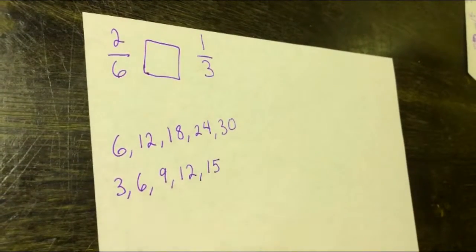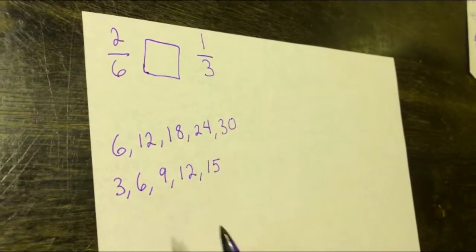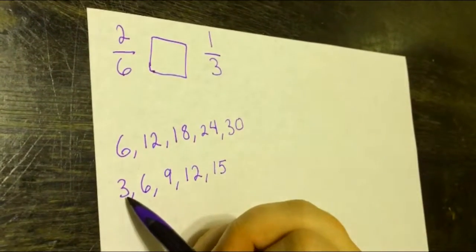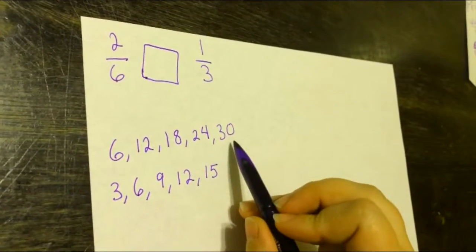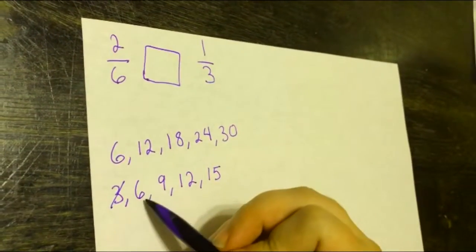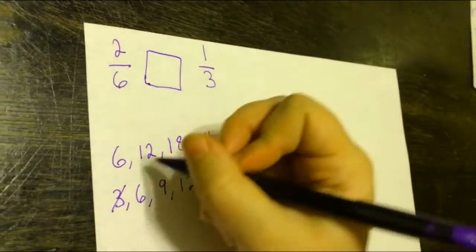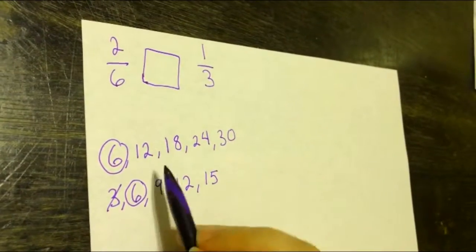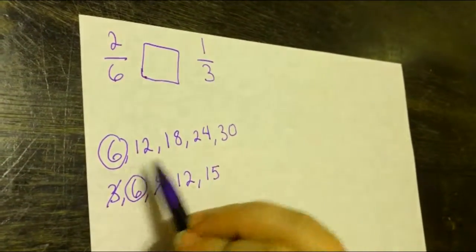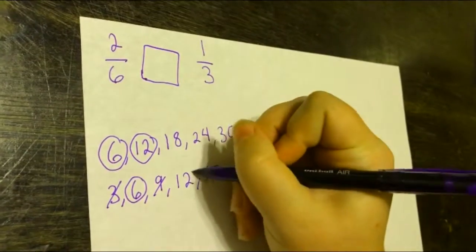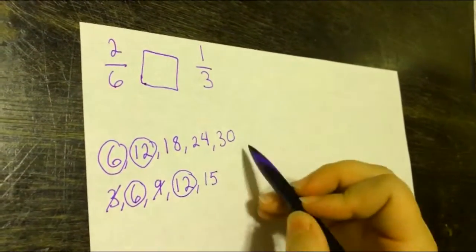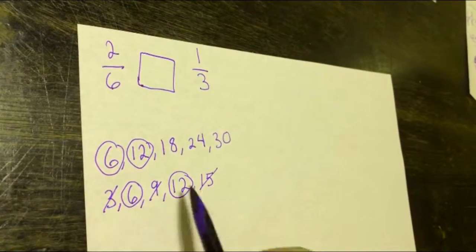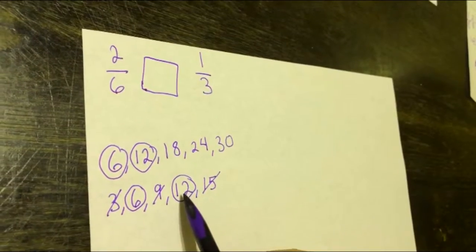I want to see if there's any common multiples, and I'm looking for the lowest common multiple, or LCM. So I'm starting with 3. Are there any 3s in the 6s? Nope. Are there any 6s in the 6s? Ooh, yes. There's a 6, and there's a 6. Are there any 9s in the 6s? Nope. 12s in the 6s? Ooh, I found another one. 15s in the 6s? Nope. I know I have a couple of multiples here. I can identify which one's smaller. 6 is smaller than 12.